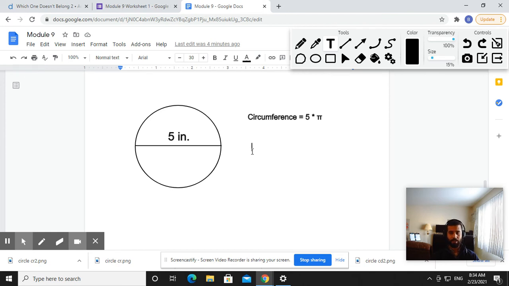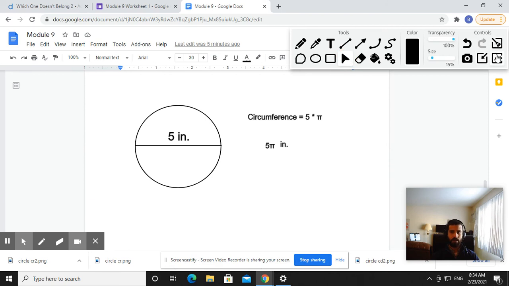I don't think you should either. So all you'd have to write for the circumference here is 5 pi. And that would be the answer, except you also want to write units, which are inches. Okay, it's as simple as that. You just write pi next to it, and that stands for 5 times pi.